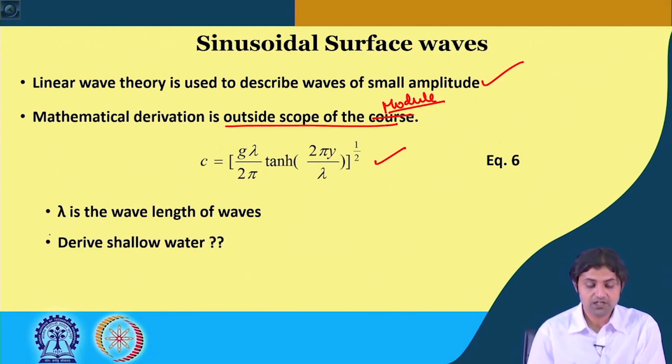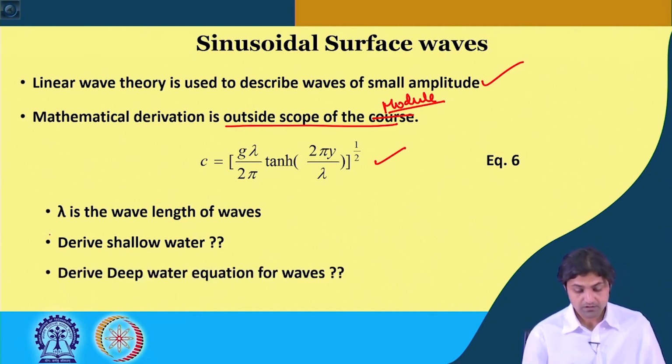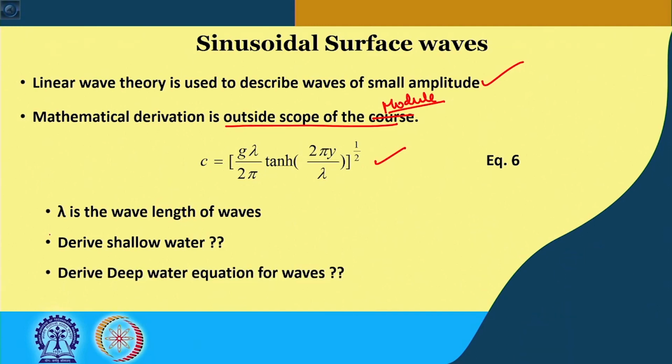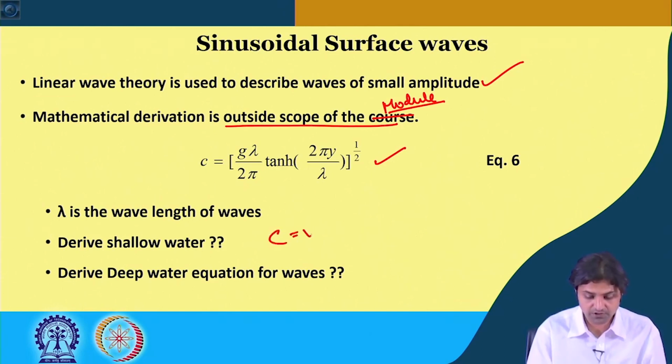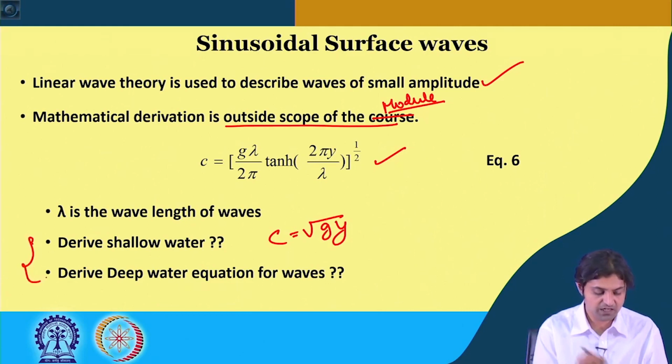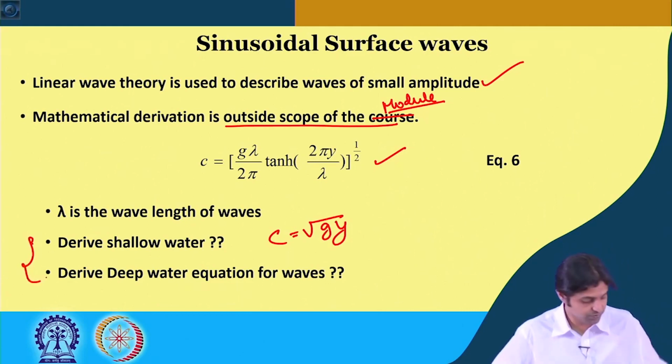So, if you try to derive the shallow water equation, shallow water means that the depth of the water is very small compared to the wavelength. If you derive this, you will get equations such as c is equal to under root g y. I am skipping all these because we are anyways going to study this in the last module.